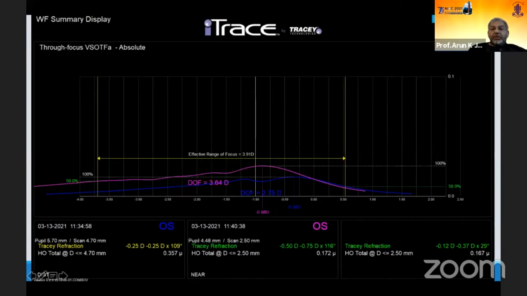We take the iTrace with the near focus and with the distance focus, and we can see the difference between the two peaks is just 0.5. That is true pseudophakic pseudo accommodation, but the range of defocus is almost 3.91, which is a pseudo accommodation because of the DOF. So the iTrace gives us a quick assessment of defocus range of different IOLs, which is very handy.